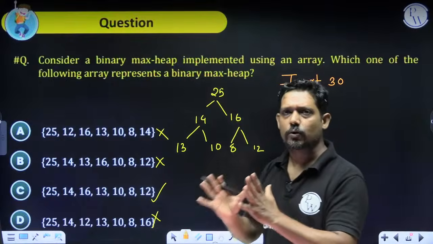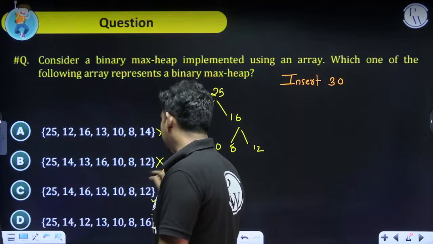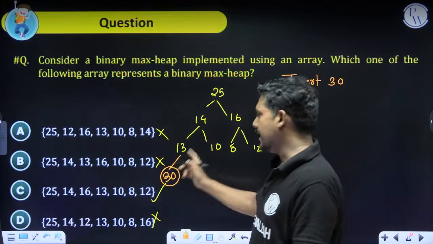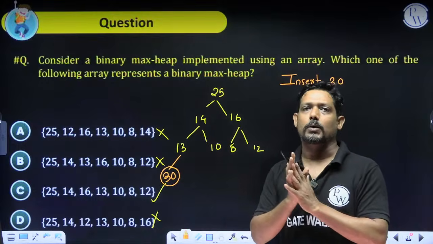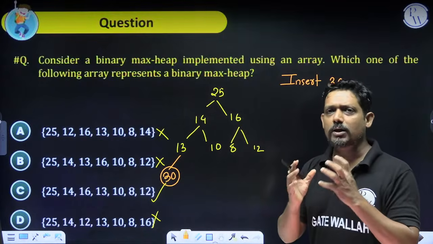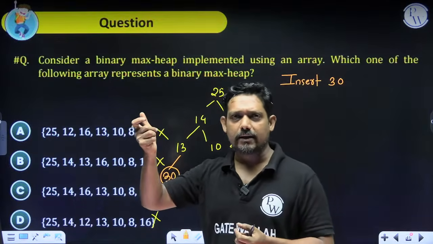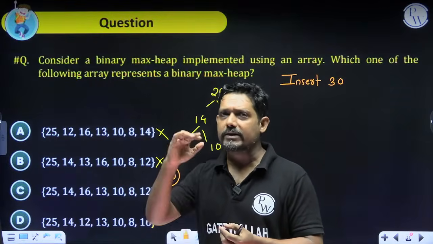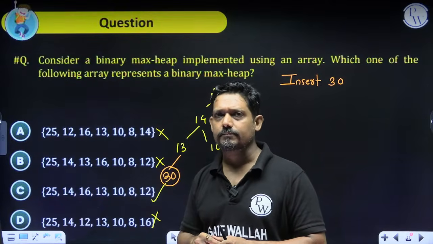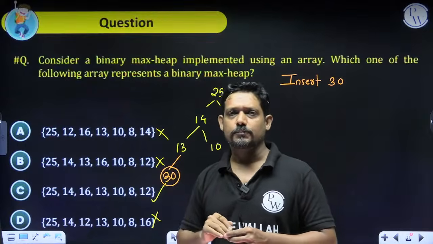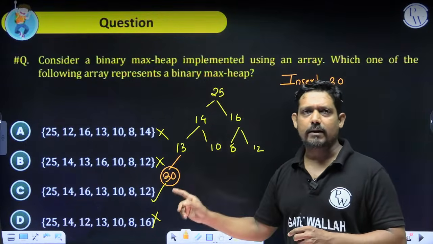To insert 30, where to insert? I'll insert it here, at the last position, the 8th position. Then we start comparing with the parent. Now the game of thrones begins. We compare with the parent, and if the parent's key value is lesser and the new one is greater, because we are working in a max heap, we drag it down. The game of who will become the king.